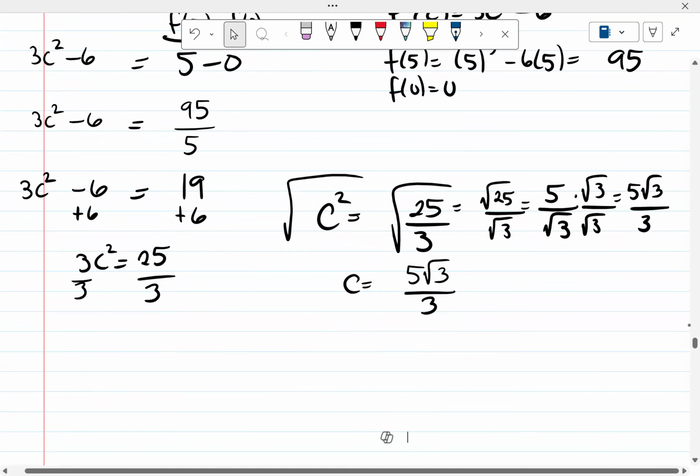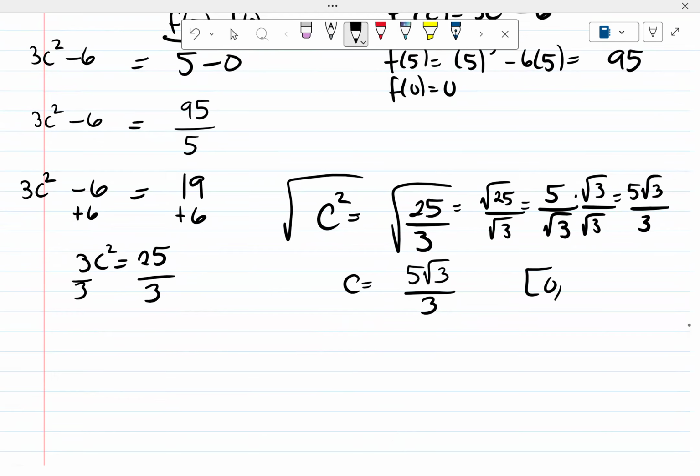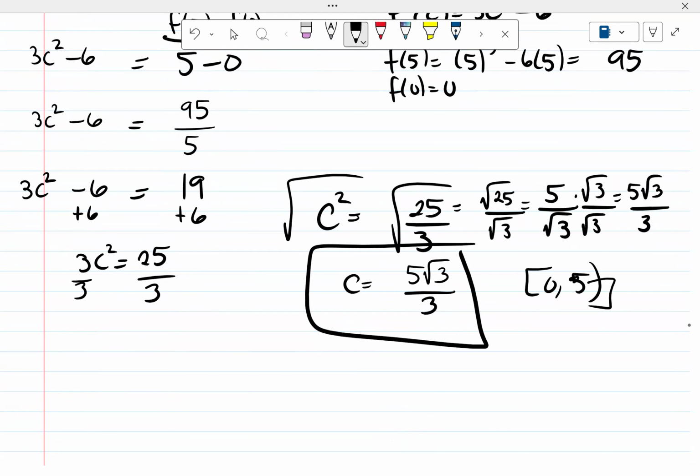Can we use the negative c value? I don't think so because our interval is from 0 to 5. So that means our c value is this. Let's move on to 17.